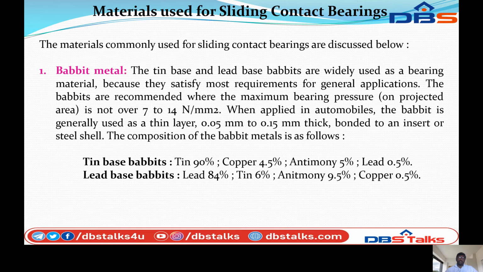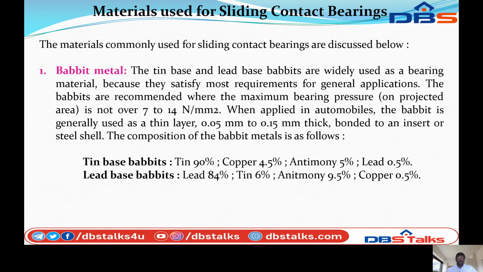The composition of the Babbitt materials is as follows. Tin base Babbitt: tin is 90%, copper is 4.5%, antimony 5%, lead 0.5%. Next, the lead base Babbitt composition: lead is 84%, tin is 6%, antimony 9.5%, and finally copper is 0.5%. So this is the lead base Babbitt material composition.